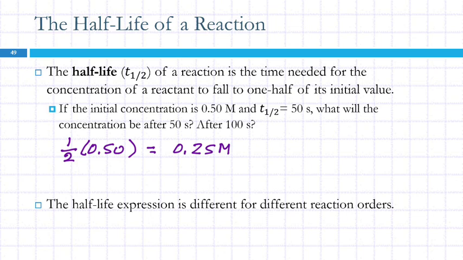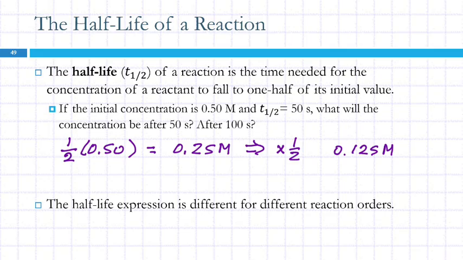And then after 100 seconds, it's going to get cut in half again, right? So we multiply by 1/2 again, we cut it in half again, and this is where we get the 0.125. Does that make sense?